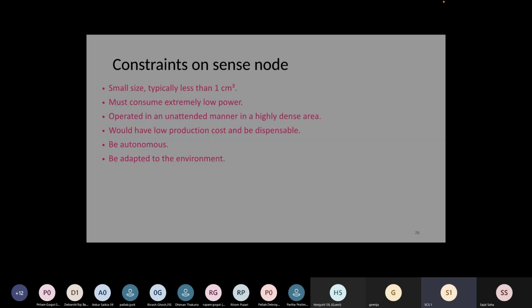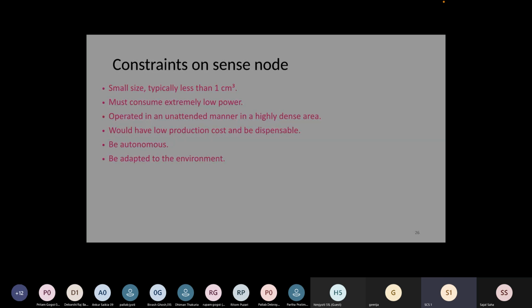Like I have told, if the size is higher, in the military zone or the war front, we cannot deploy all those nodes. Suppose, as I have given one example, on the Pakistan-Afghanistan border earlier, the US Army used to spray a huge amount of pressure sensor nodes to identify the infiltration rate.